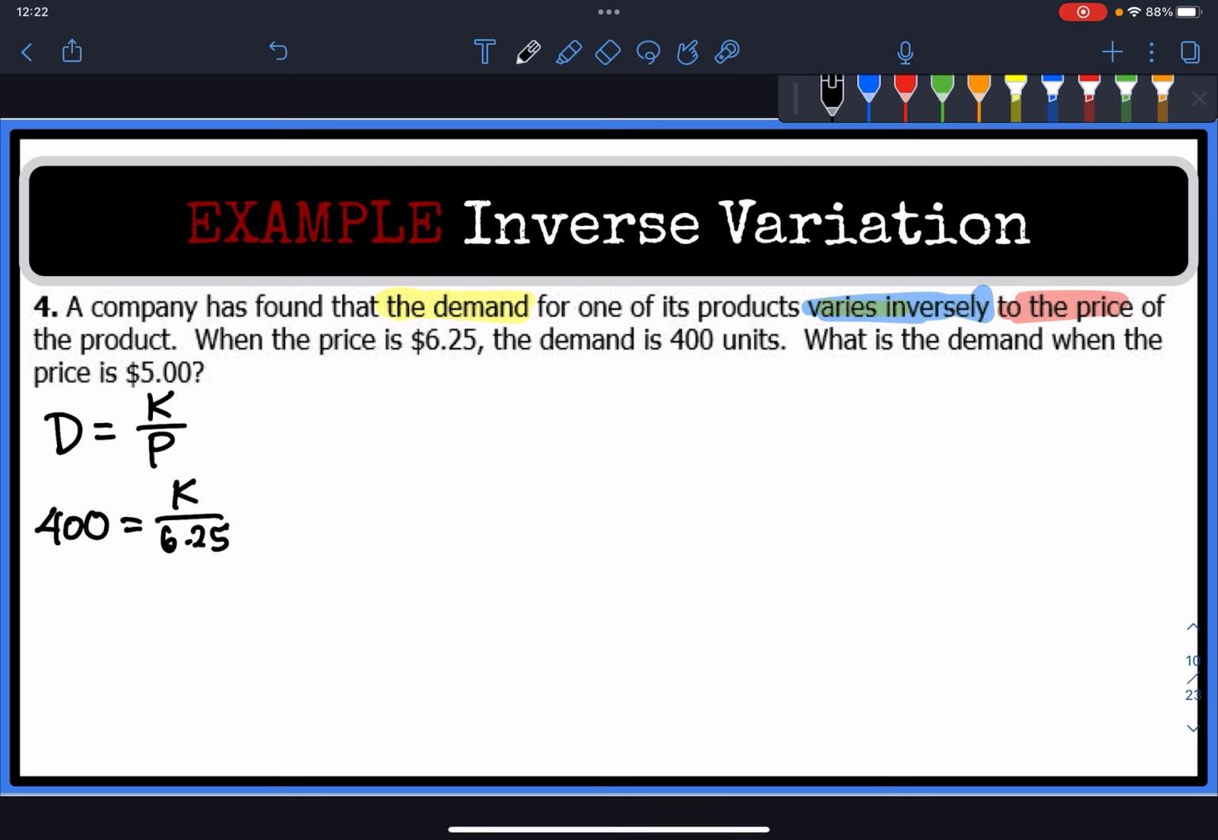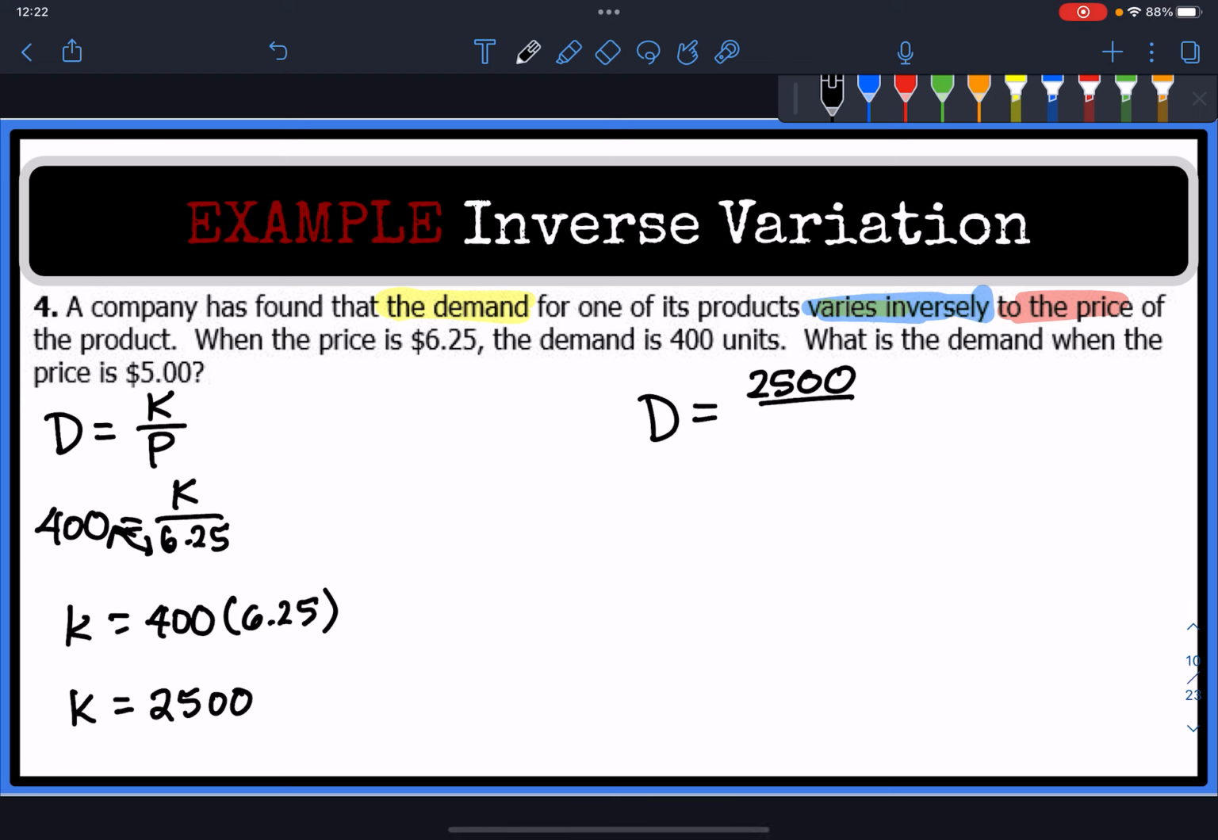So here, to figure out the value of k, we're going to cross multiply, and that's going to give us a total of 2,500. So k equals 2,500. So now with that number k, we have a formula for the demand. The relationship between the demand and the price is that the demand is going to equal 2,500 divided by the price.